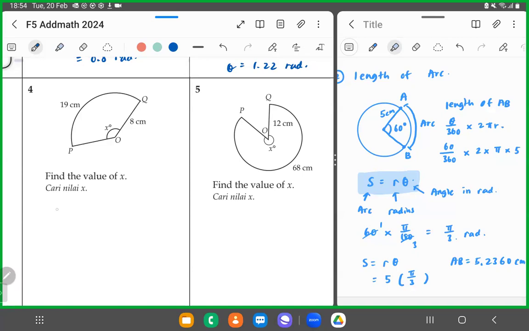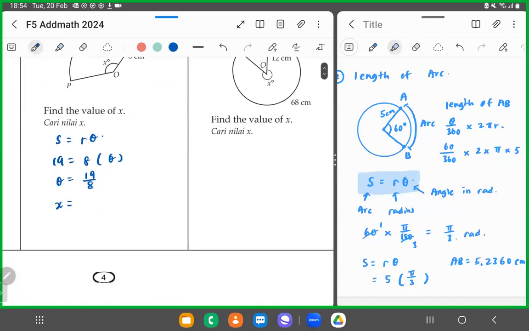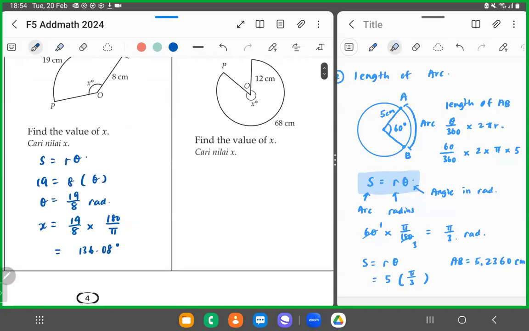Here S equals R theta, 19 equals 8 times theta. Find the theta. So theta equals 19 divided by 8. Then x equals, or you can start from here using x also, doesn't matter. This one is in radians. Change it to degrees. So 19 over 8 times 180 over pi. So you will get 136.08. If your answer is slightly different, doesn't matter, because 0.0 something is not really significant. But it must have 136.0.